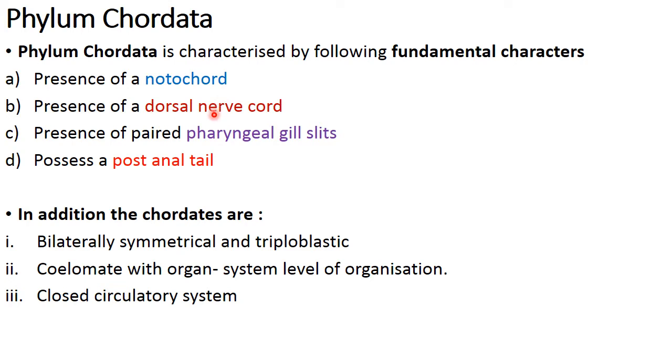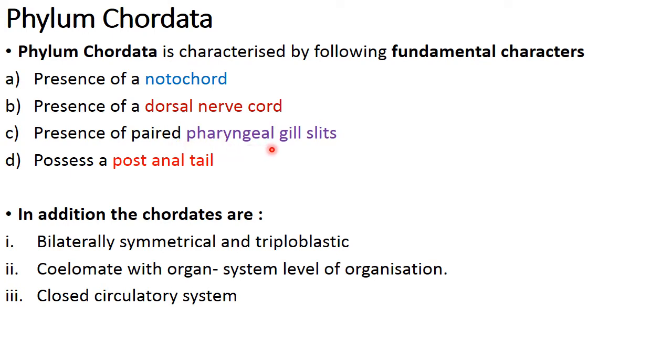Next fundamental feature of a chordate is the presence of a dorsal nerve cord. So that's a tubular cord present on the dorsal side above the notochord. Then the third feature of a chordate will be the presence of pharyngeal gill slits.